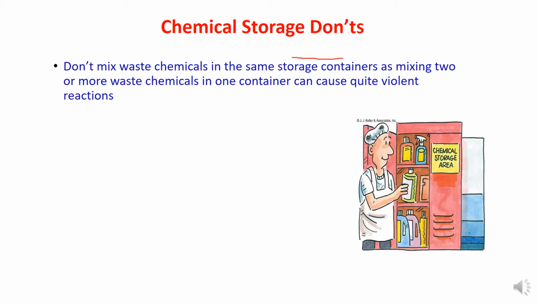For example, don't mix waste chemicals in the same storage container. Like you may have experienced, maybe in high school, while working with chemicals, if you use one acid, even if it looks like the original one that you can use, do not mix it back into the original container. Once you use it, it becomes garbage. This is a waste. You cannot put it back into the same container. Mixing two or more waste chemicals in one container can cause quite violent reactions.